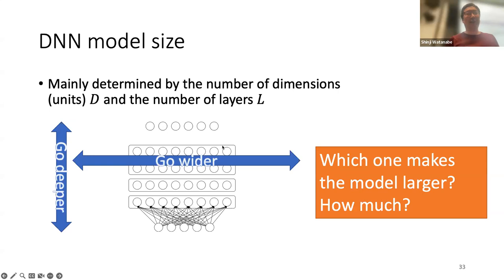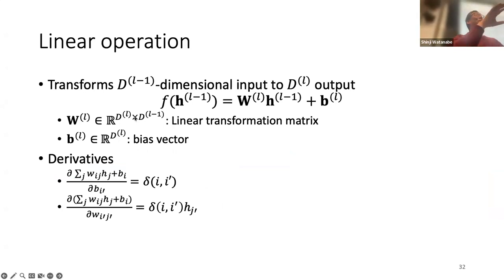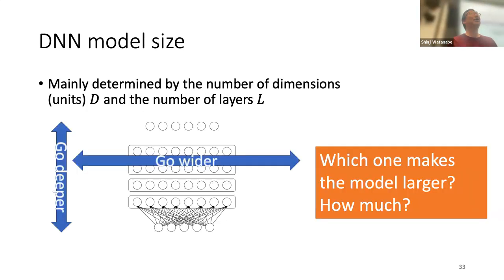And actually going wider, due to the matrix property, generally makes the number of parameters very large. So please be careful about controlling your models. If you make this part very large, it becomes quite large, and I think it cannot fit in your memory and so on. Making it deeper is easier to control. So people usually control the number of layers for the architecture, rather than the number of neurons and so on.